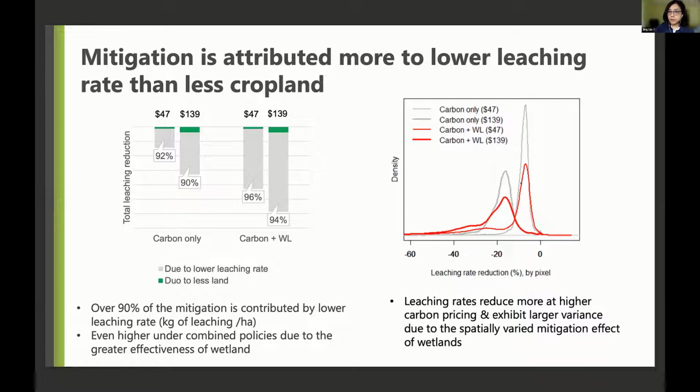And for the carbon alone, we see that the reduction is lower. The peak value is around 10 or 20, but we do see some very effective grid cells shown by these fat tails on the left-hand side.